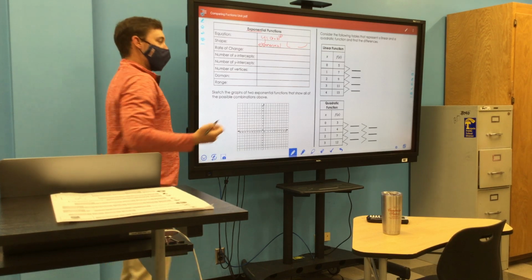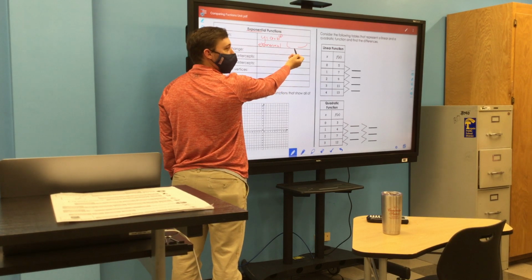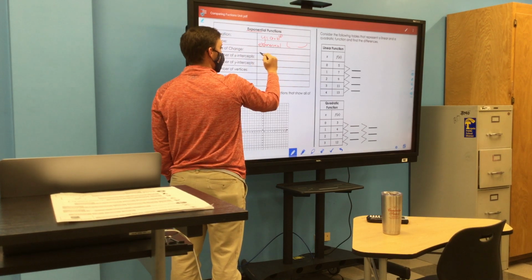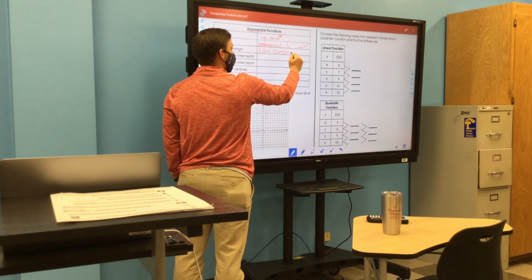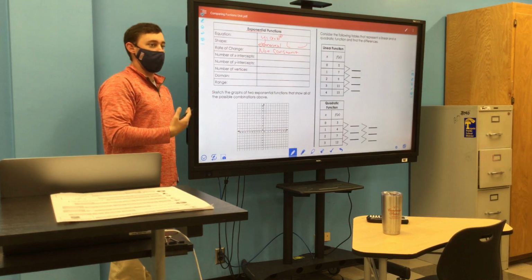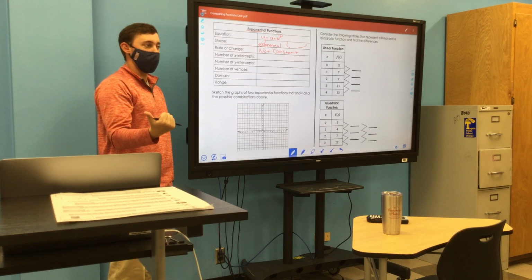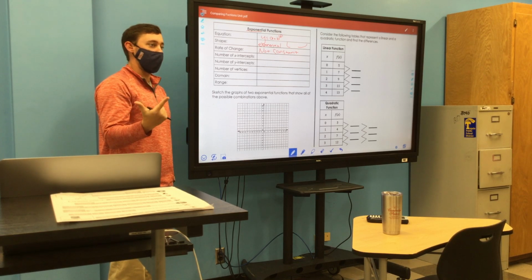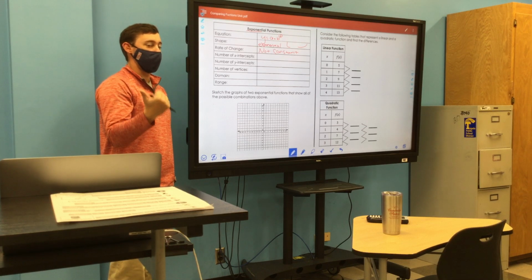Now, your rate of change. Notice here that this rate of change is moving much steeper than over here. So therefore my rate of change is not constant. Which one was the only one that had a constant rate of change? Linear. All the exponential and the quadratic did not have a constant rate of change. The only one that has a constant rate of change is linear.